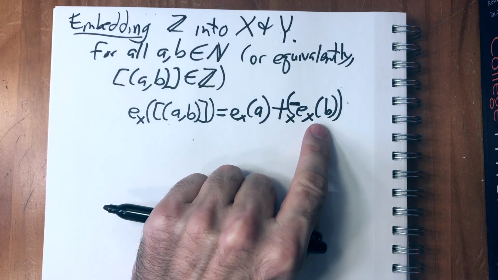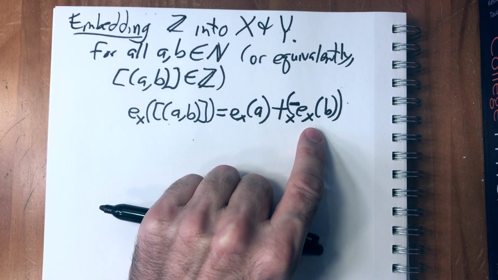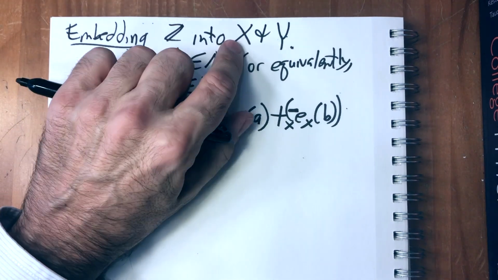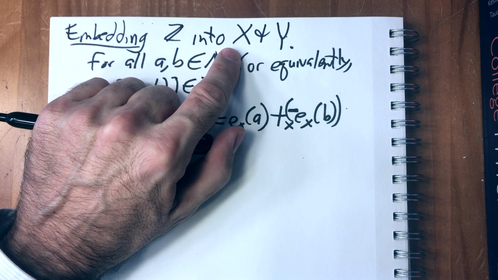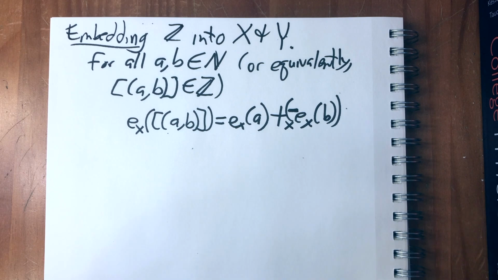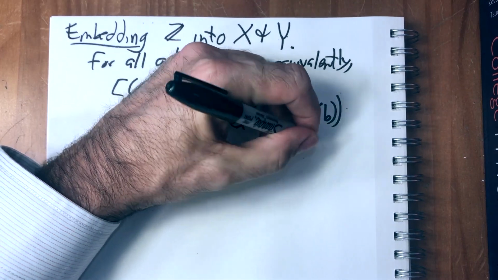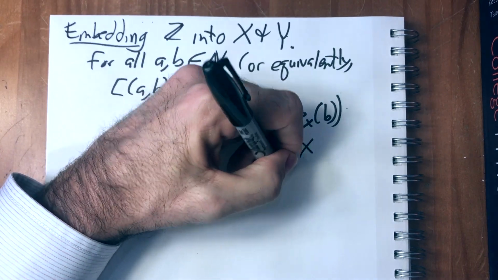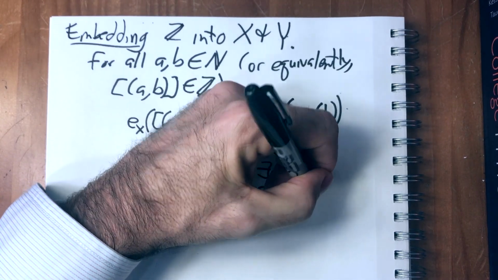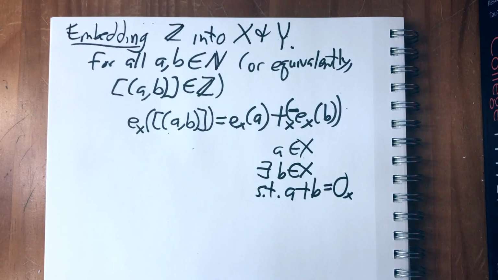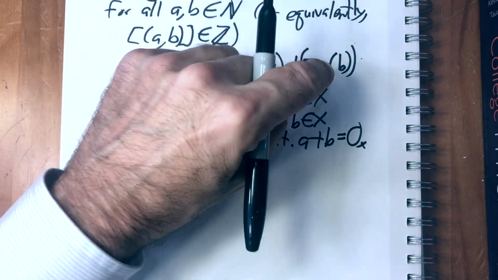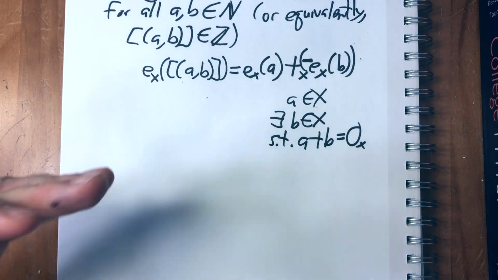We know that the inverse of b exists already in x because x has the addition axioms for a field. And one of the addition axioms is that for every a in x, there exists a b in x such that a plus b equals 0, right? So this number has an inverse in x, even though b in the natural numbers doesn't have an inverse.